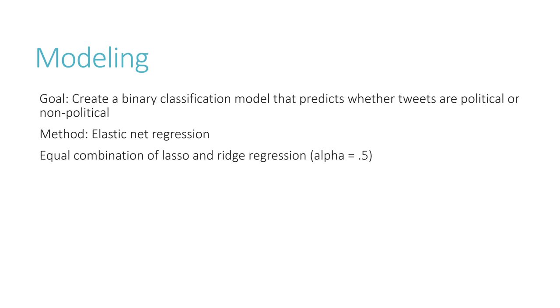So, of course, the next big step is to actually create a binary classification model that predicts whether tweets are political or non-political. I used a method called elastic net regression, which is a combination of lasso and ridge regression. Based on a number of different trials, I ended up using both lasso and ridge regression equally, and that is what the alpha 0.5 means.